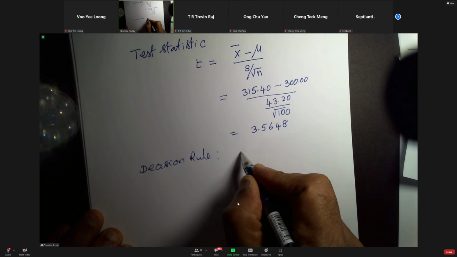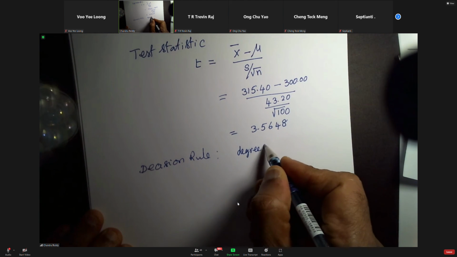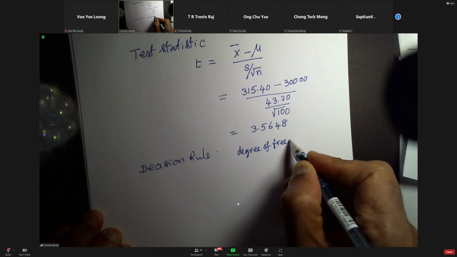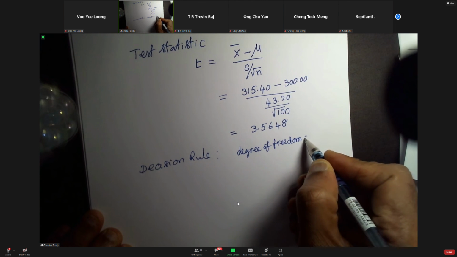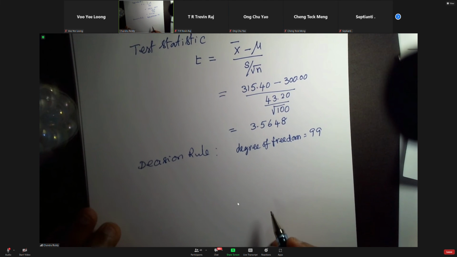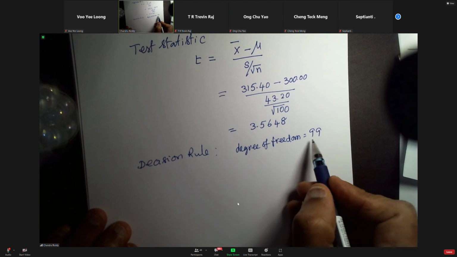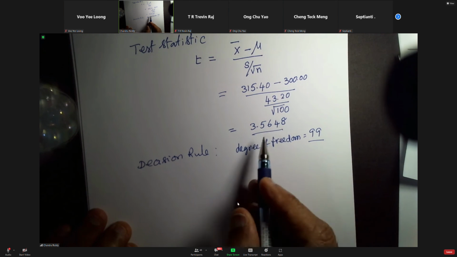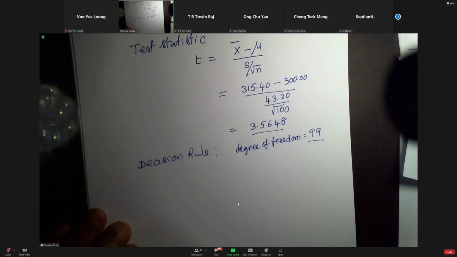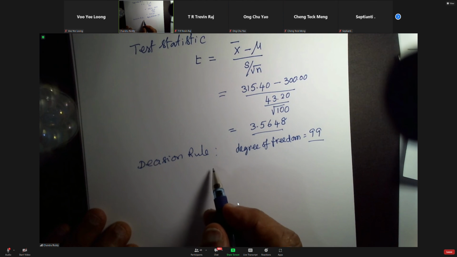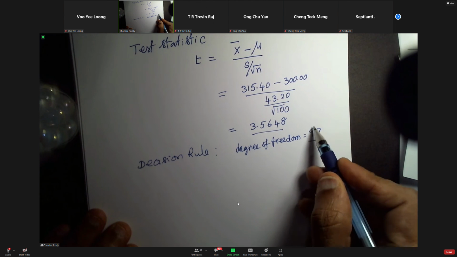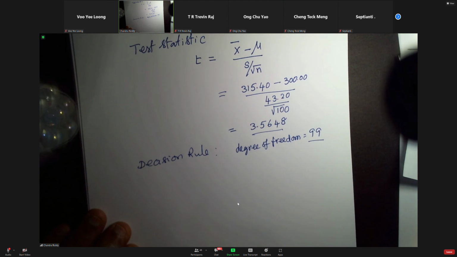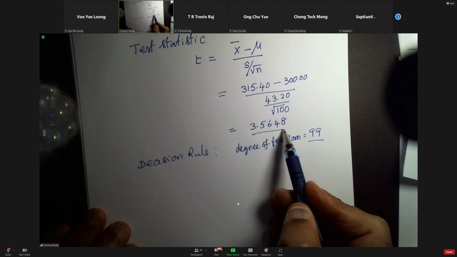Now, what is the degree of freedom? The degree of freedom is n minus 1. So degree of freedom is 99. Now, for a degree of freedom of 99 and a test statistic of 3.5648, this is the calculated value. So you can refer to the table for 99 degrees of freedom. So what will be the T critical value?